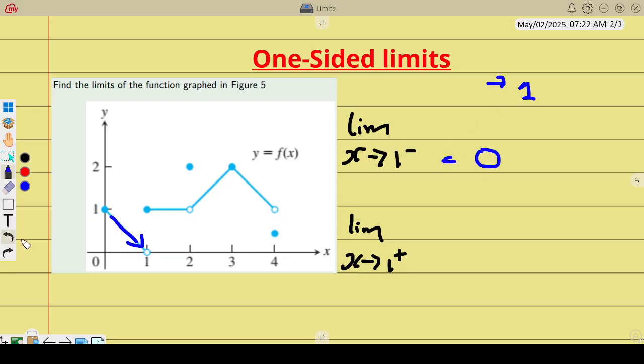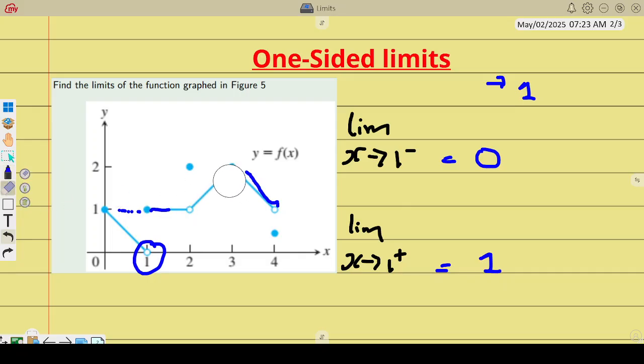And now what if we're approaching 1 from the positive? We're going to come from here up to where we find 1. It is right there. This is the x value of 1. So we've reached this point. What y value is it going with? It is going with positive 1 there.